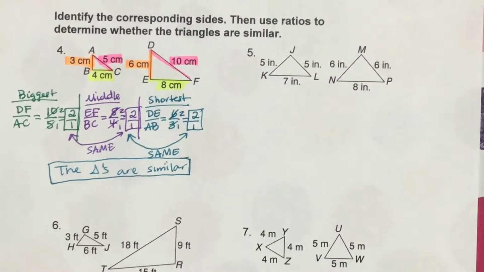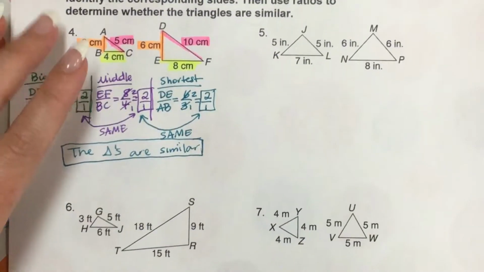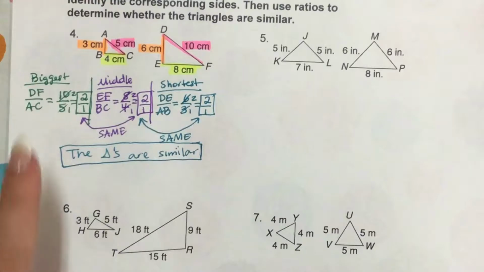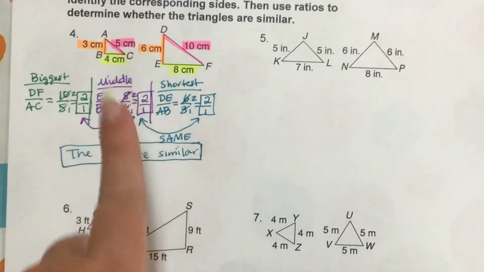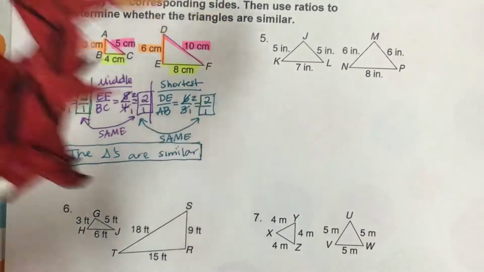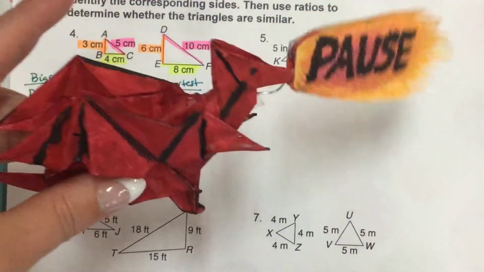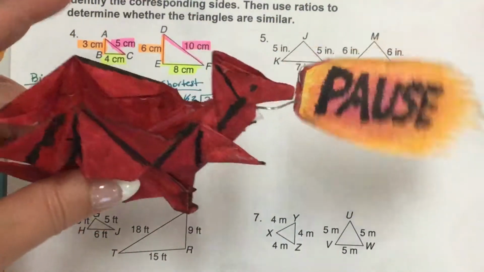Now it is your turn, ladies and gentlemen, to go ahead and do problems 5, 6, and 7. I want you to show your work and try to see if the triangles are similar. Where's my friend? Oh, here's my friend, the pause dragon, reminding you to pause, work out these problems, and then when you get done, press play, and we will see how you did.